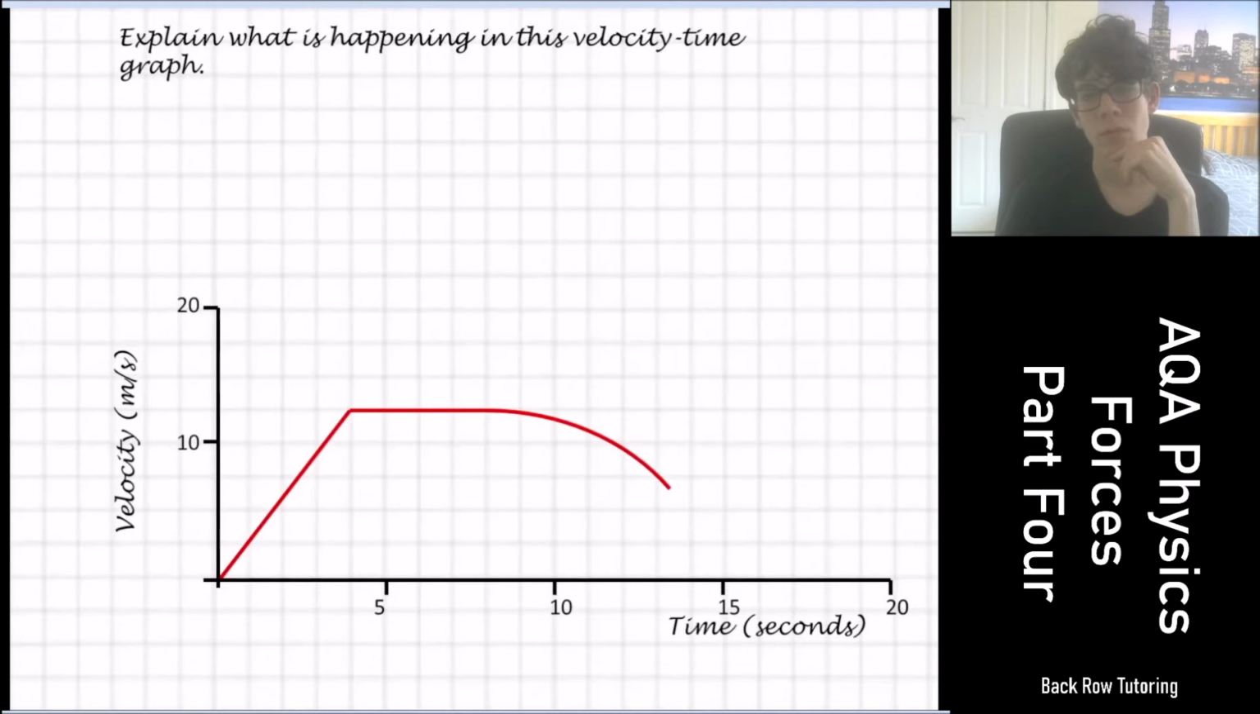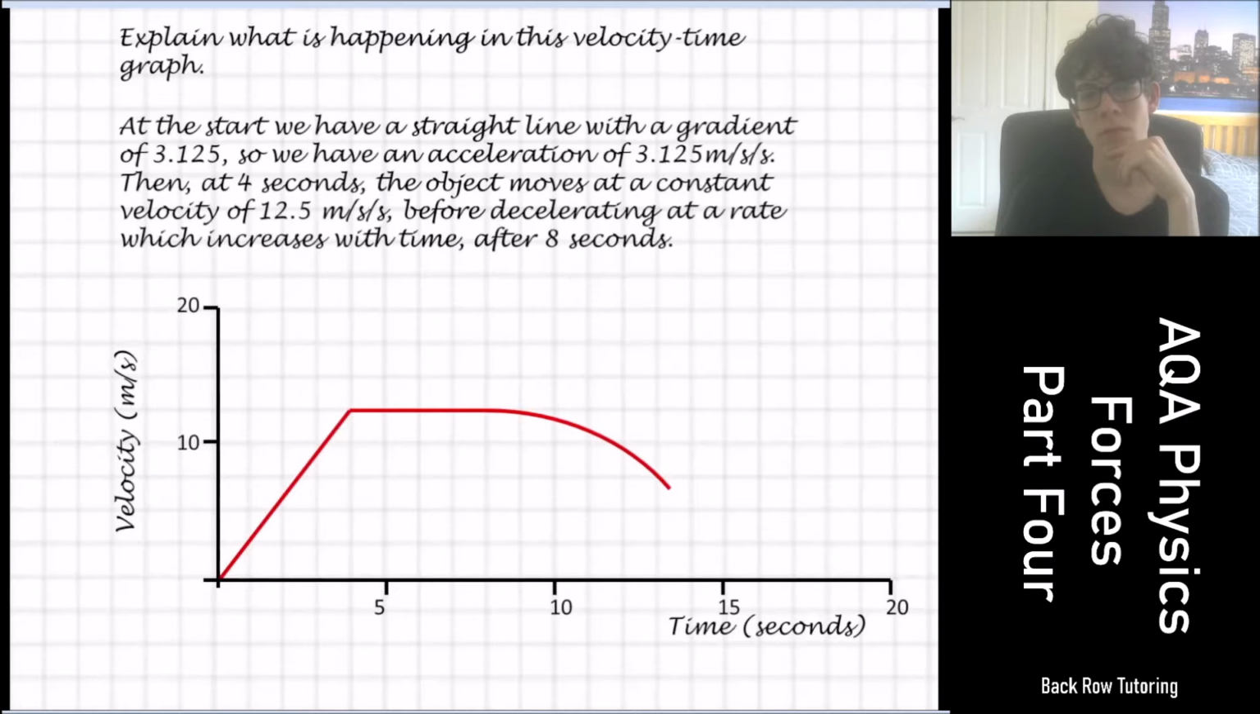Explain what is happening in this velocity time graph. At the start, we have a straight line with a gradient of 3.125, so we have an acceleration of 3.125 meters per second squared. Then, at 4 seconds, the object moves at a constant velocity of 12.5 meters per second, before decelerating at a rate which increases with time after 8 seconds.